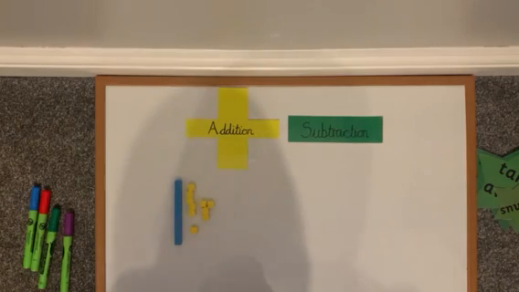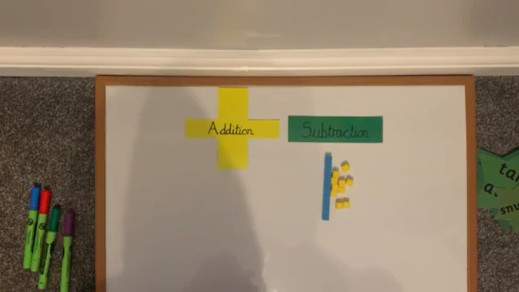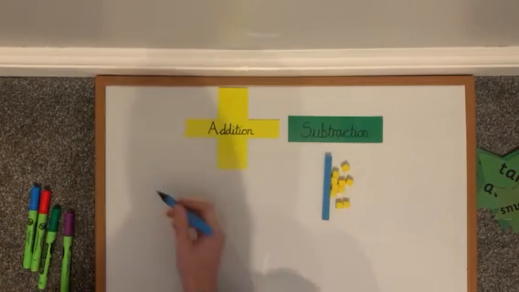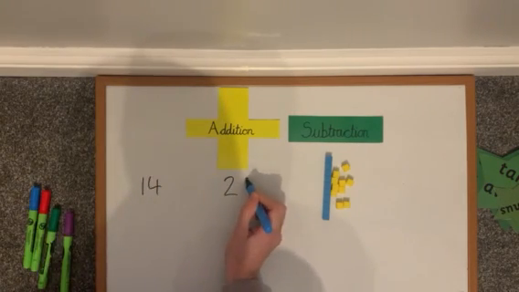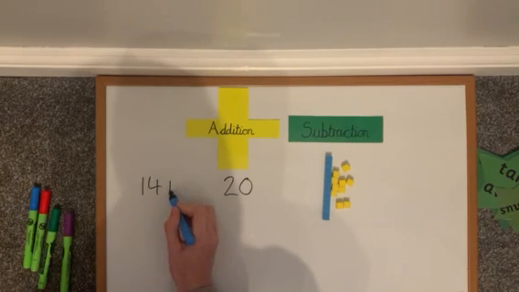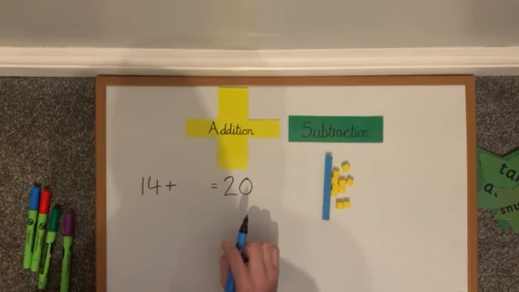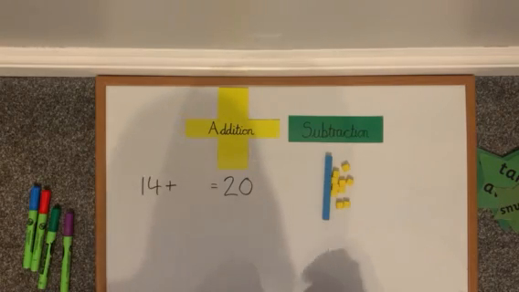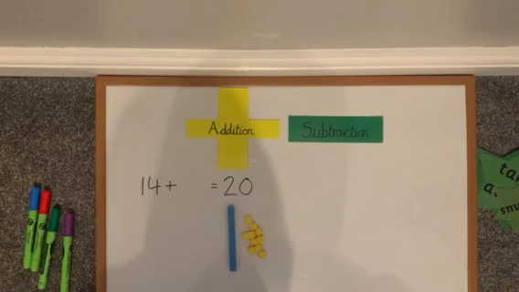Okay then, once you've got your Deans, we're going to use those in a minute to help us. So to start with, I know that 14 and something make 20. So I can put that into an addition number sentence. What can I add to 14 to make 20? If I know the number bond, then I can fill it in. But if not, I've got my 20 Deans here. So I'm going to use them to help me.